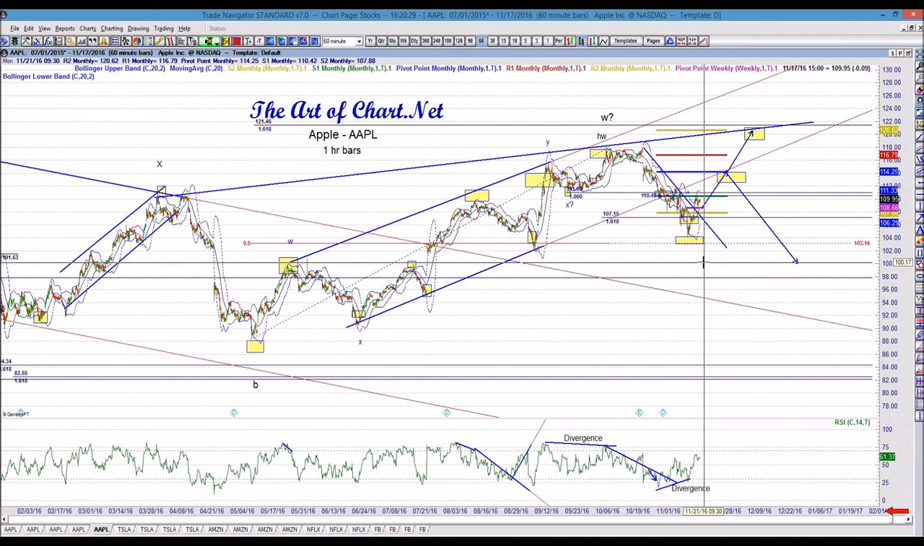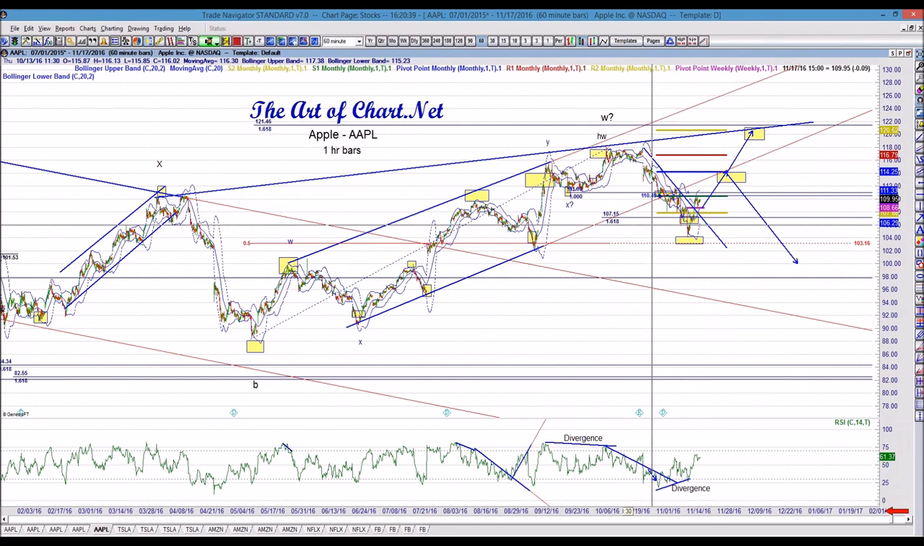And by the way, nothing in trading works 100% of the time, but I hope that what I'm doing works 70% of the time in terms of its ability to predict tops and turns and support and resistance and so on and so forth.